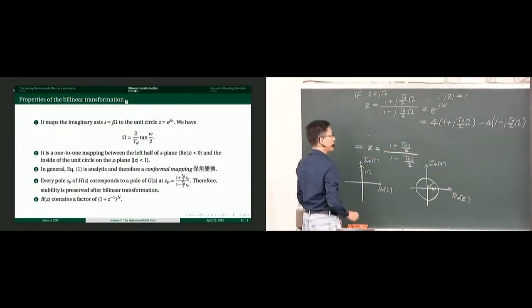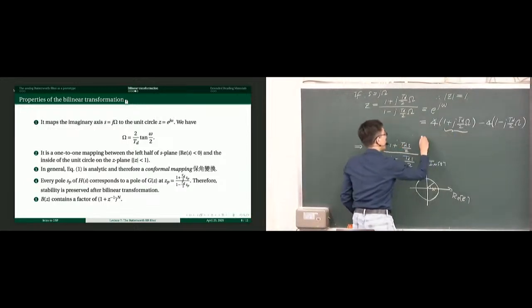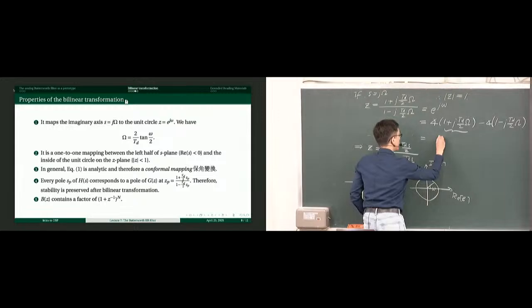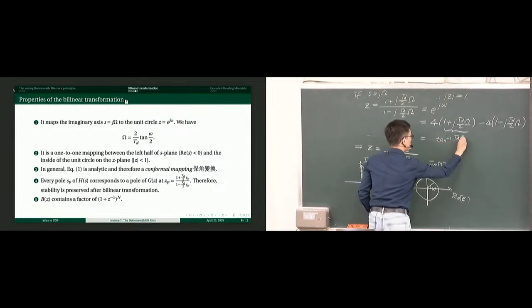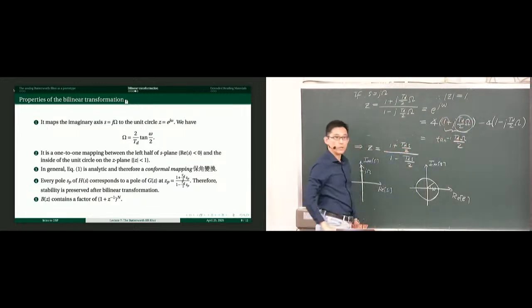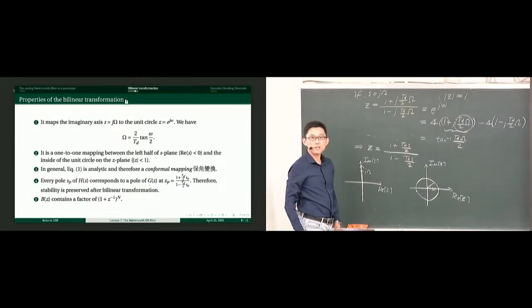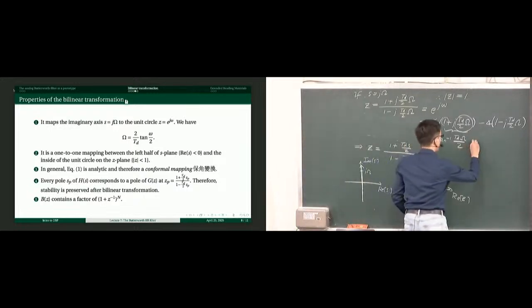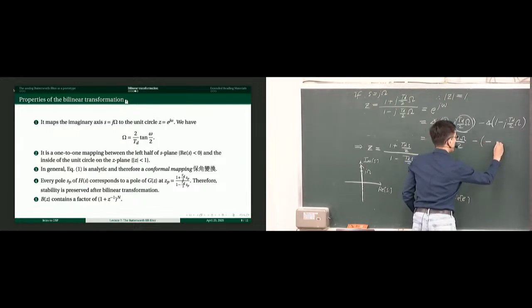Okay. So therefore, what is this angle? The angle right here is exactly arctangent of the imaginary part divided by the real part, which is 1. And similarly, the angle here is just minus arctangent of TD omega divided by 2.